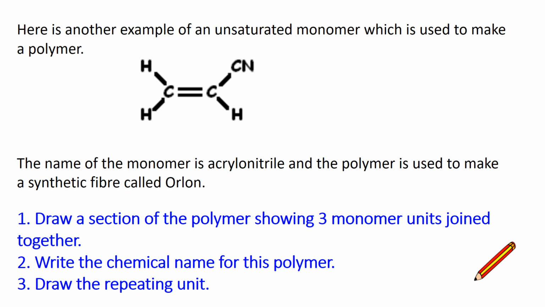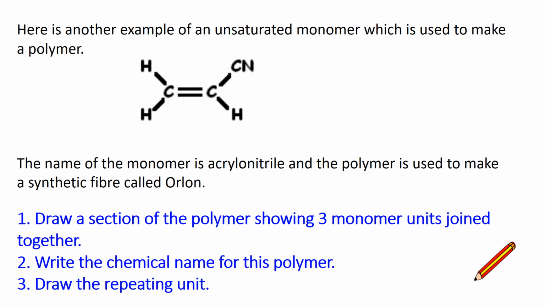Right, so here we've got another one that you can have a wee go at on your own. So try it first before you look at the answers. If you're watching a video, just pause it. So we've got an unsaturated monomer called acrylonitrile here. So you can see the double bond in the middle. What you have to do is draw the polymer section. When we say polymer section, we mean 3 monomer units joined together. So draw the polymer showing 3 monomer units joined together.